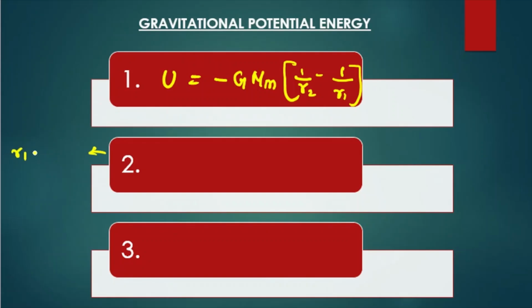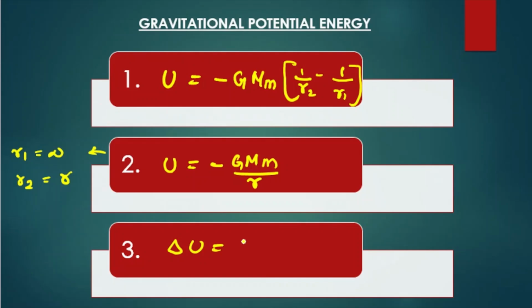Next, your second formula has certain conditions that I am going to say now. The condition is that R1 is at infinity and R2 is at R. Then your U is equal to minus G capital M small m by R. This one I hope we already studied, right?